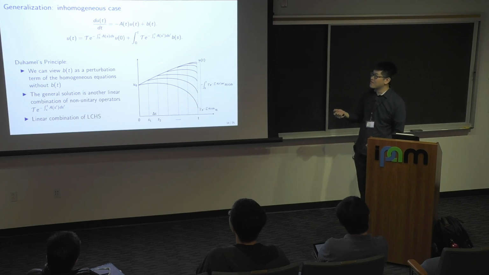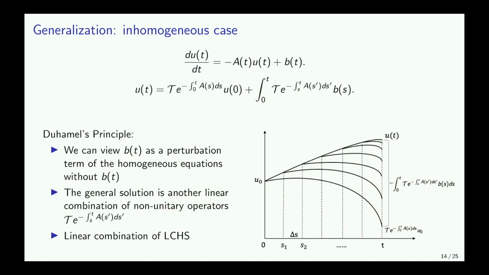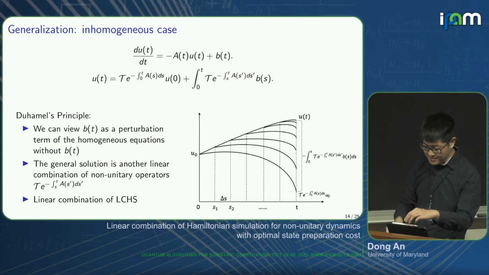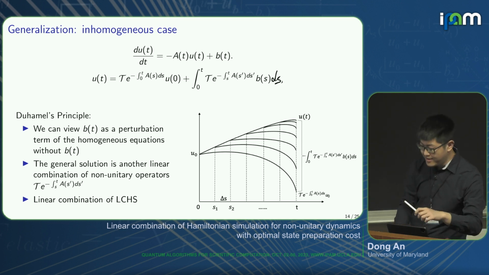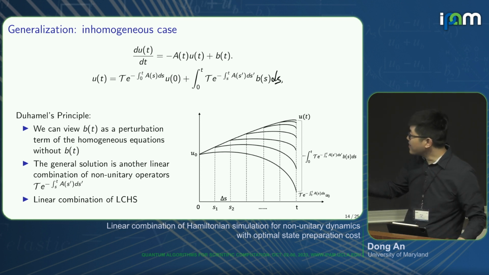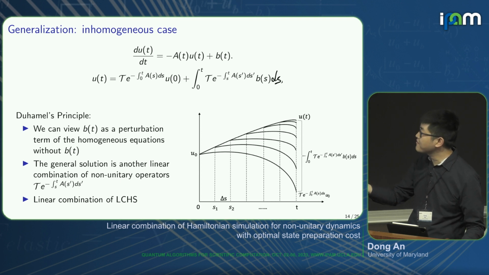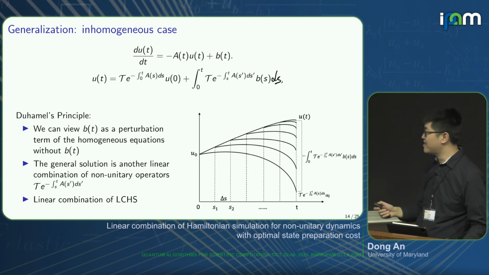So the idea is quite simple. We use the so-called Duhamel's principle. The Duhamel's principle basically represents the solution of the general inhomogeneous ODE by the evolution operator of the homogeneous ODE. If you look at the formula right here, in the first term we have the homogeneous solution corresponding to the homogeneous ODE. On the right-hand side, I'm missing a ds here, we have an integral with the evolution operator from s to t acting on the inhomogeneous term.